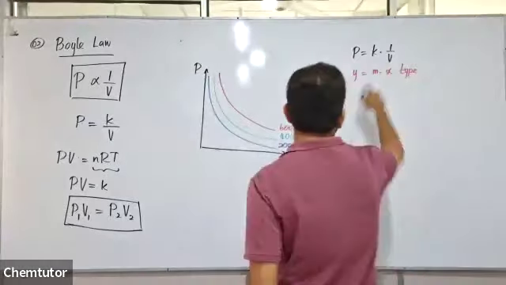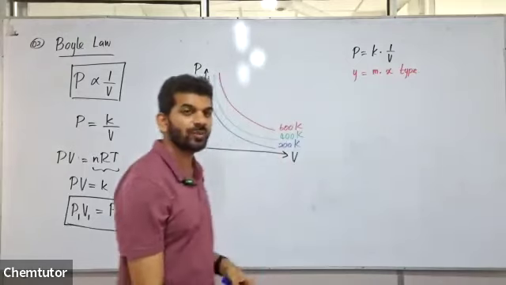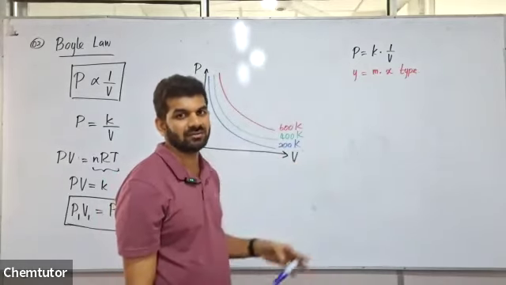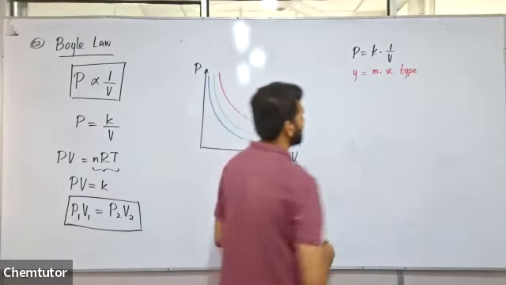Right. So it is y equals mx. That means the graph is a straight line going through the origin. So it's like this.